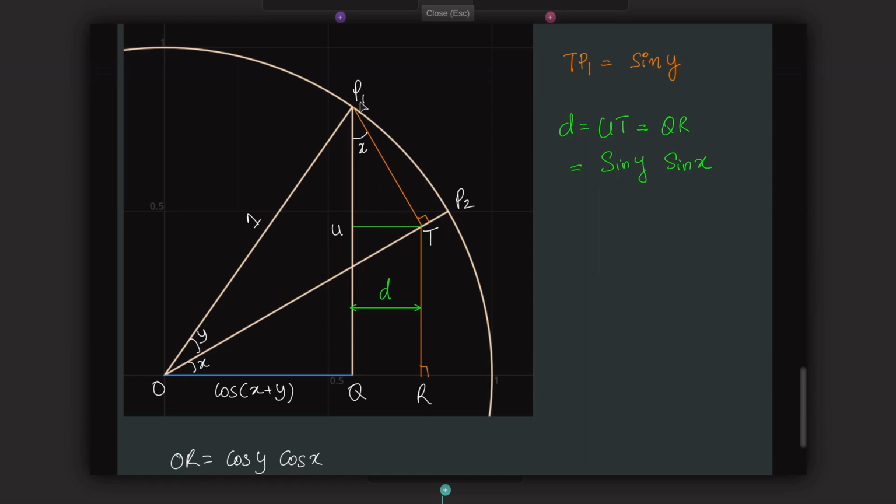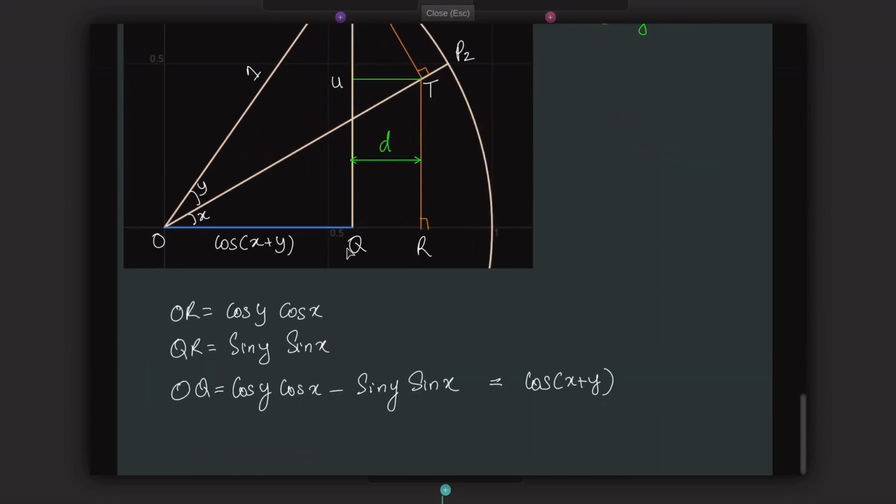And now we know this angle. What is UT? UT is this times sine of x, which means this was sine y, this is sine of x, so sine y times sine x. UT is that, which is same as D, which is same as QR. So now we know how to reach Q. We go to OR using cos x cos y and then reduce sine x sine y from that to reach Q.